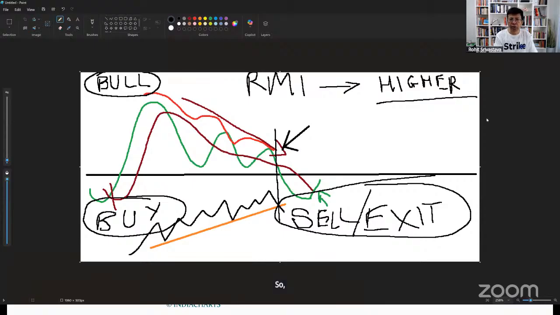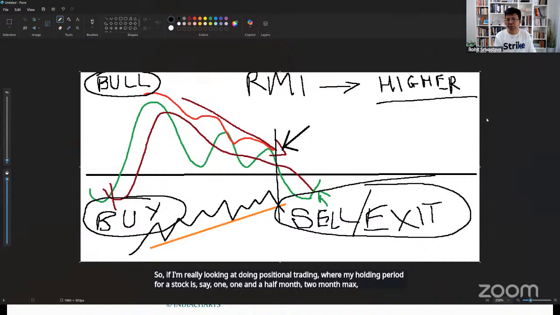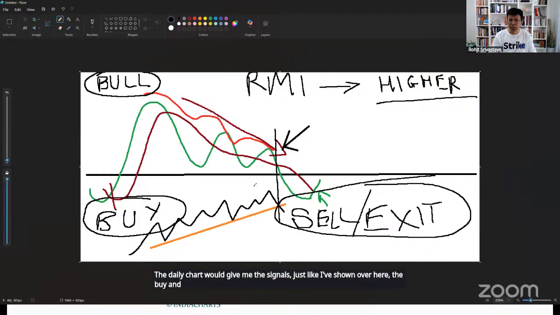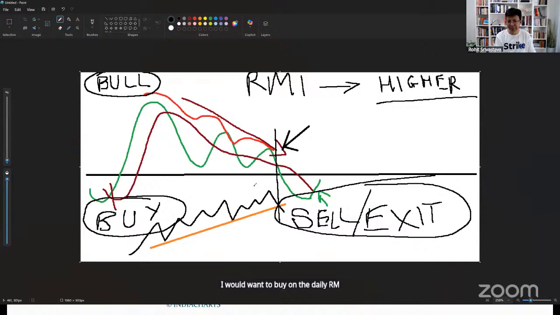So if I'm really looking at positional trading where my holding period for a stock is say 1.5 months, 2 months max, then what time frame would I use? The answer is weekly with daily. The weekly chart would tell me the trend. The daily chart would give me the signals, just like I've shown over here, the buy and sell signal. So if the weekly RMI is bullish, I would want to buy on the daily RMI cycles every time, again and again and again.